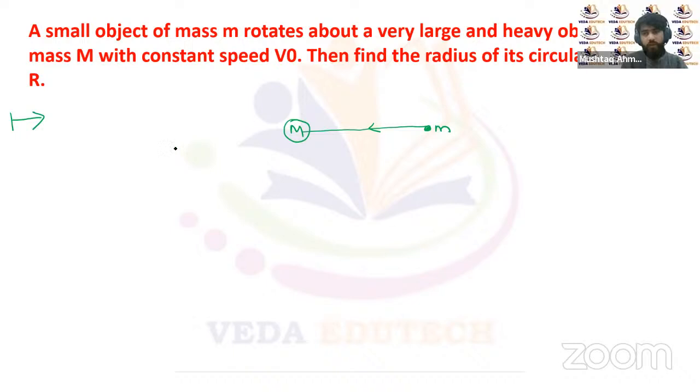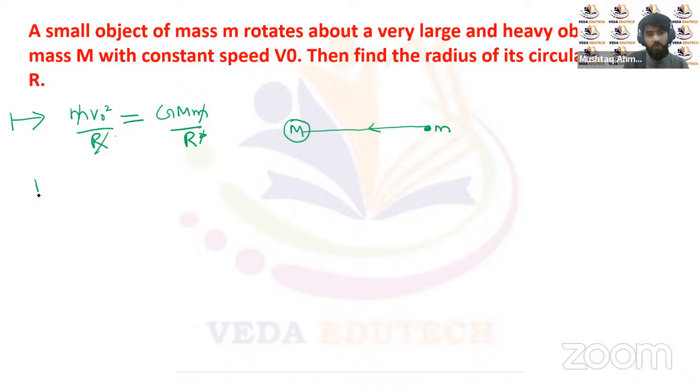Now we know that because of the force of gravitation, the necessary force for this particle to be in a circular path will be a centripetal force, and that will be equal to the force of gravitation here. The centripetal force m v naught square upon r will be equal to GMm upon r square. Now this r and r will get cancelled, M and m will get cancelled.